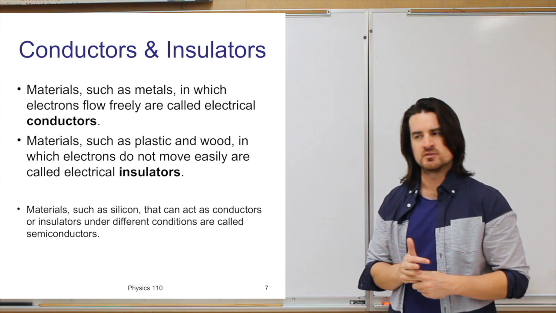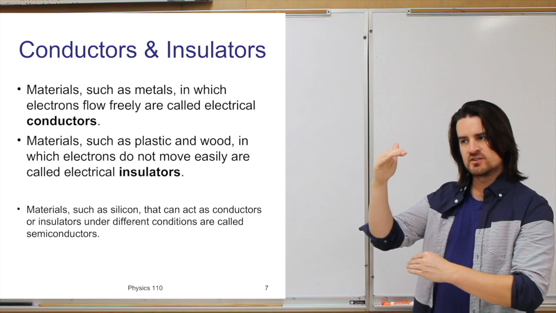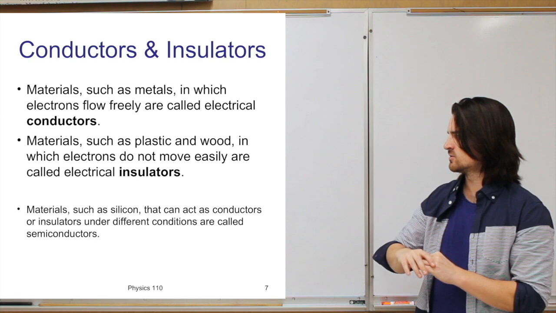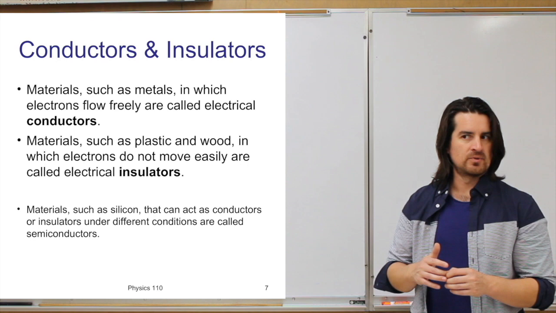And then there are other materials we're not going to talk so much about that fall in between good conductors and good insulators, which we would call semiconductors. Those materials, like silicon, have turned out to be very important in modern technology, creating processors and transistors. But they're fairly complicated. We're only worried about basic things right now, so we're not going to deal so much with semiconductors.